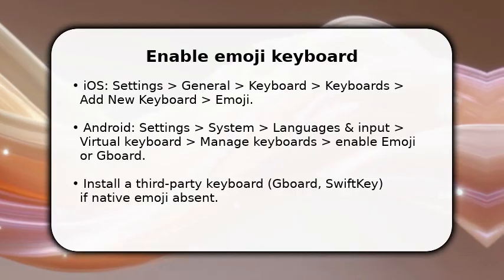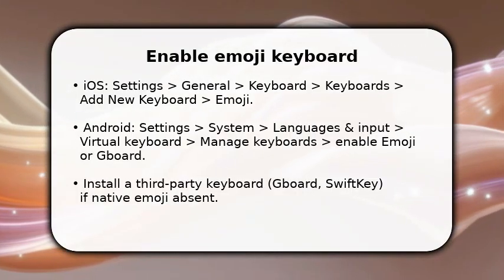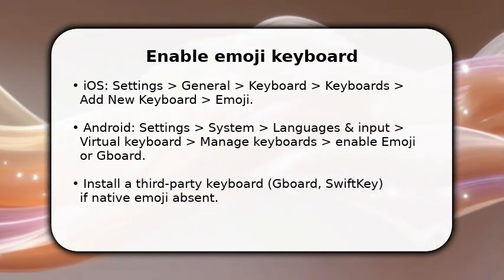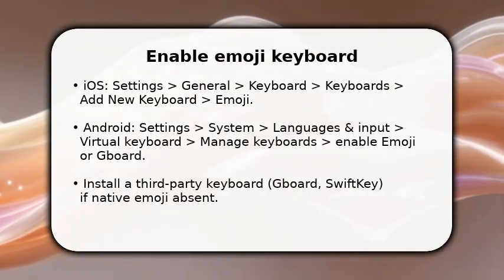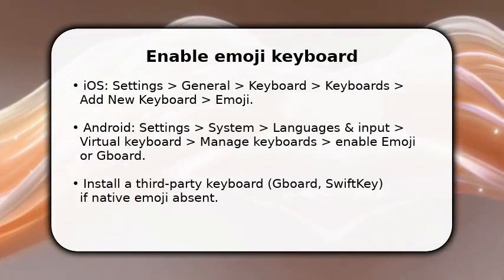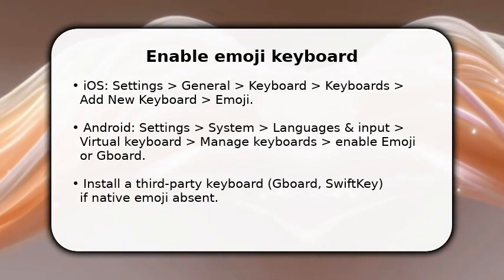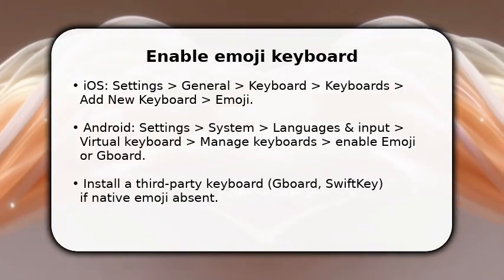On iOS, open Settings, then General, Keyboard, add new keyboard, pick Emoji. On Android, go to System, Languages and Input, Virtual Keyboard, then enable Emoji or install Gboard. Once done, make sure the keyboard appears in your active keyboard list. This avoids interruptions later. Now open Instagram and get ready to switch keyboards while composing a story.